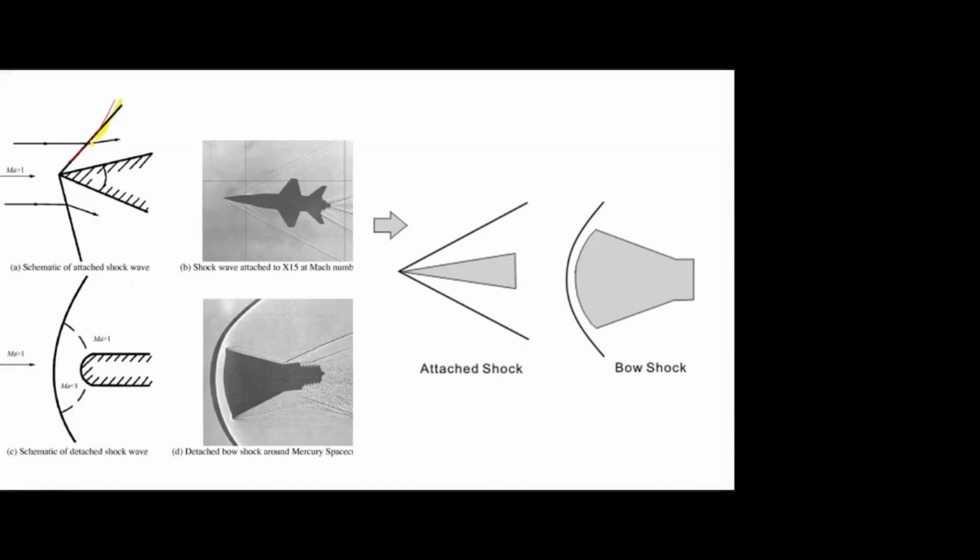So here we are getting an attached oblique shock wave. And if this is the blunt nose, then we are getting the bow shock. So this type of shock is called oblique, and this is called bow. Actually, the bow shock is the combination of all normal and oblique shock waves, I will tell you.